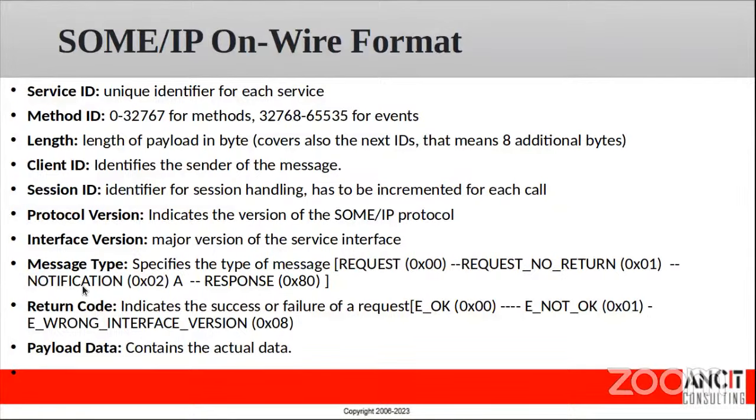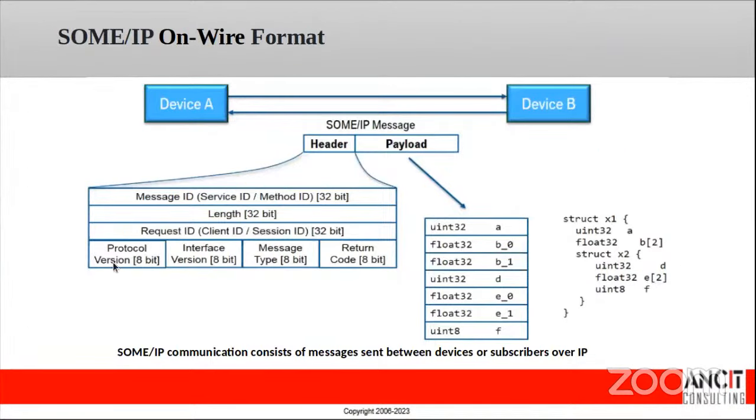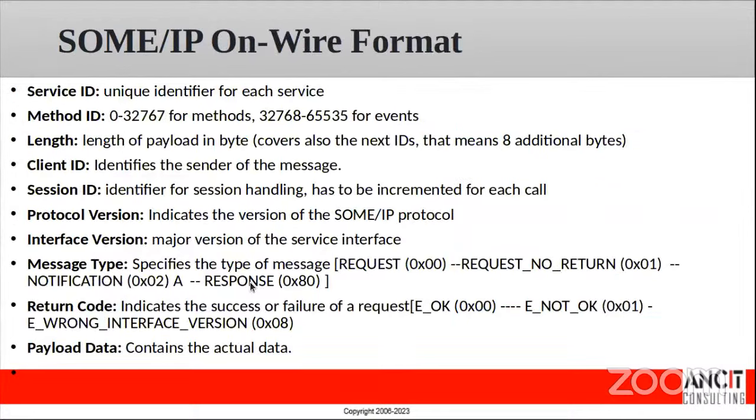In message type, we have some message types. We can see here request, which means 0x00. The message type is updated as 0x00. It means this header is a requested header, and it expects a response. The next one is request no return, which means fire and forget. We enter 0x01 in the message type, and this is the fire and forget method. And we enter 0x02 for a notify or event method like that. And response is 0x80.